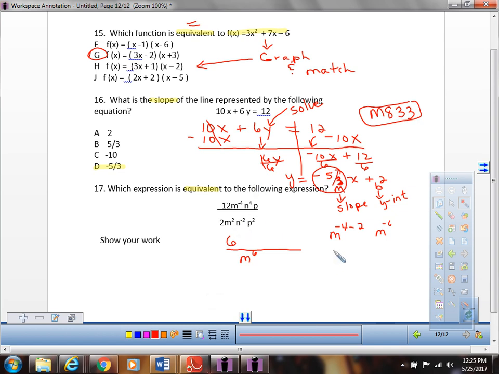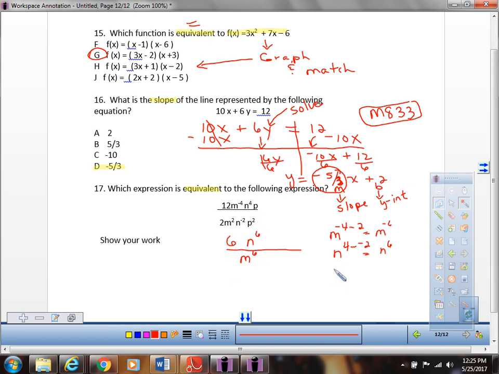Now the n, let's subtract the n. It was 4 minus negative 2. Okay, you would subtract. 4 minus a negative 2 is 4 plus 2, which is 6. You notice how it's a positive power, so it goes on the top of the fraction. If they're negative, you throw them to the bottom. If they're positive, you throw them to the top.